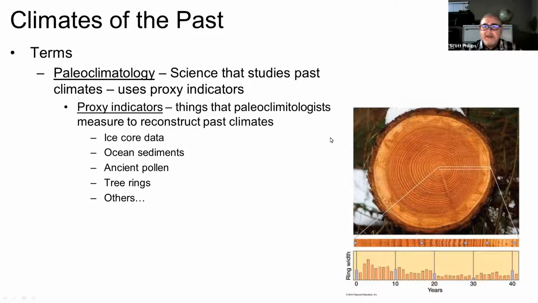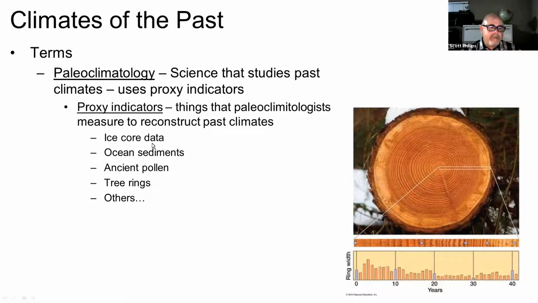The way we have to do it is using what's called proxy indicators. These are things in nature that scientists can use to look backward in time to measure carbon dioxide levels and temperature, for example. Some examples include ice cores, ocean sediments, ancient pollen that's buried in bogs, tree rings. It's called dendrochronology, where we use tree ring measurements, and others.